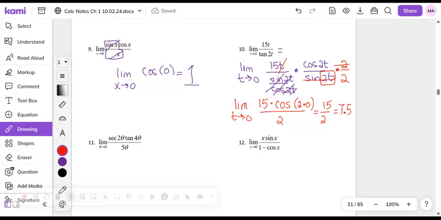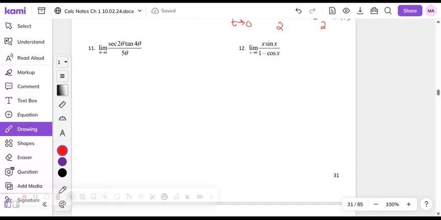All right, you know what? I'm just going to do the last two problems with you. Okay, let's see what we can do here. So, these are a little tough. Look what we have. We have the limit as theta approaches 0 of the secant of 2 theta times tangent of 4 theta over 5 theta. If we put the 0 in here, we have a 0 in our denominator. We're going to probably have to change all this, don't you think?